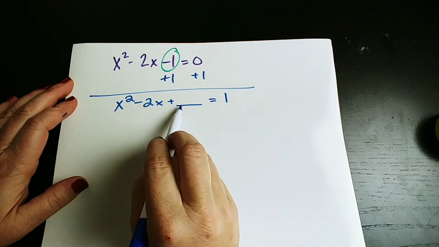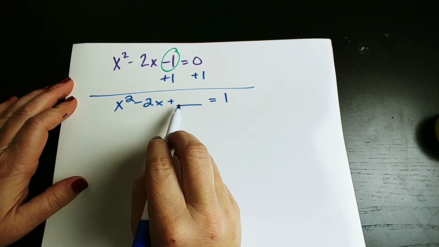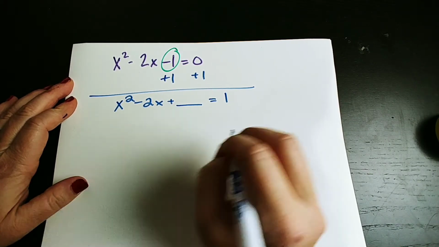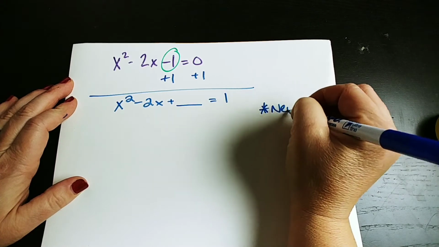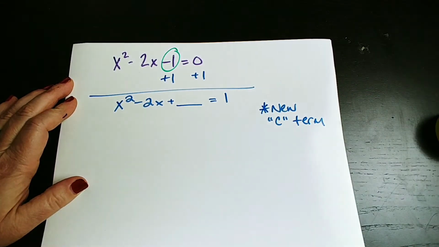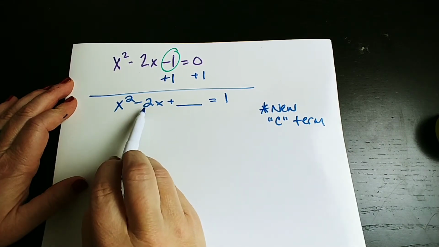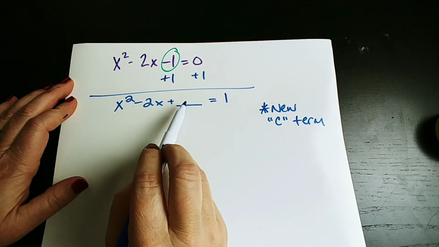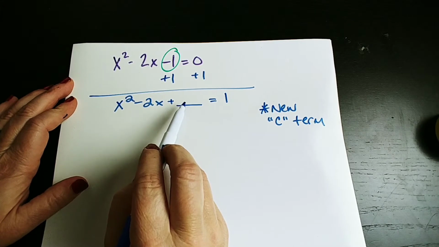Okay, that something to be named later is our new c term that is actually going to make this a perfect square trinomial. So let's talk about what the new c term will be. You'll remember that we said that this coefficient on the linear term was exactly twice as much as the square root here.